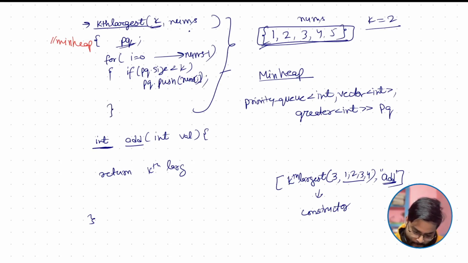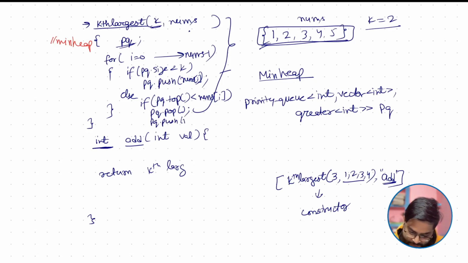And in the else part, I will check if my pq dot top is smaller than my current element. So if it is smaller than nums of I, then I will pop the top element and push the current element. So pq dot pop and pq dot push nums of I. Okay, that we can do.